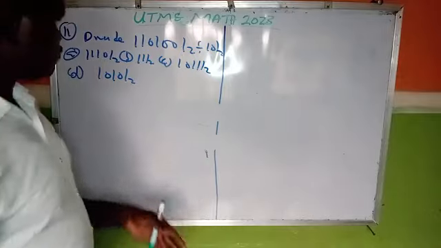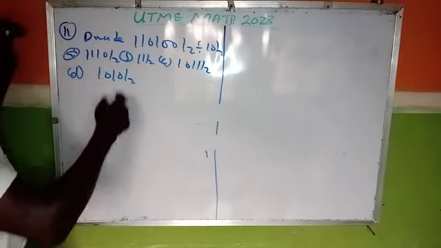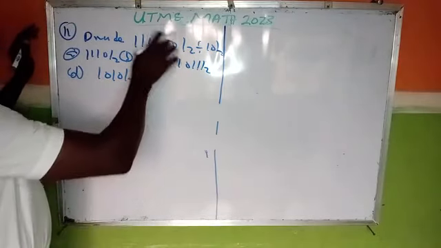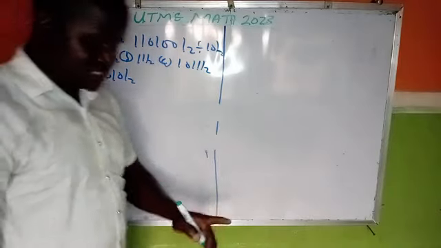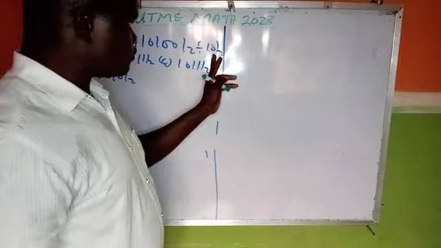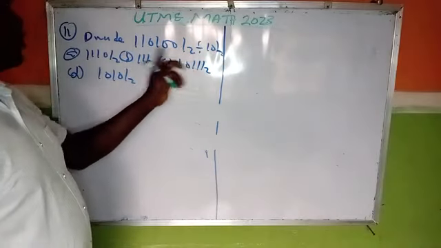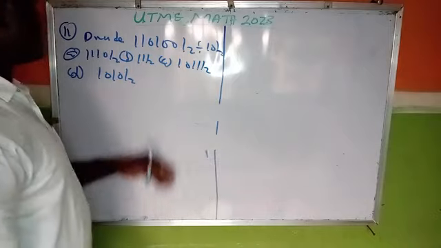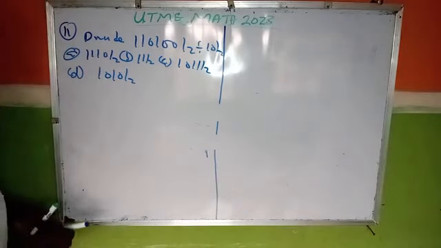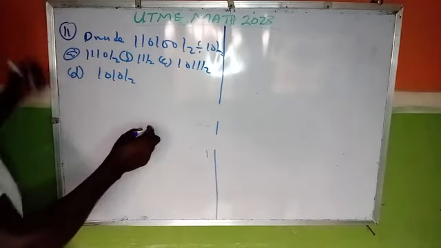You can do it in two ways. I will do one way. The other way is that you can convert this one to base 10, and convert this one to base 10. Then you divide them directly, and the answer you get, you reconvert it back to base 2. So that's another way you can do it. But look at it here in long division.